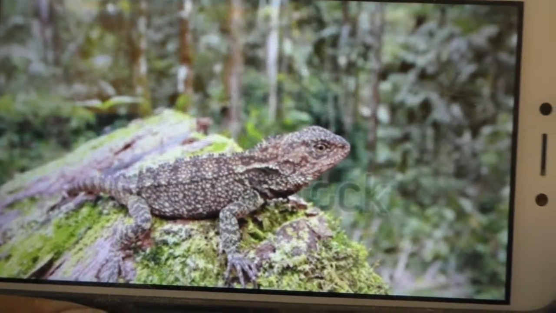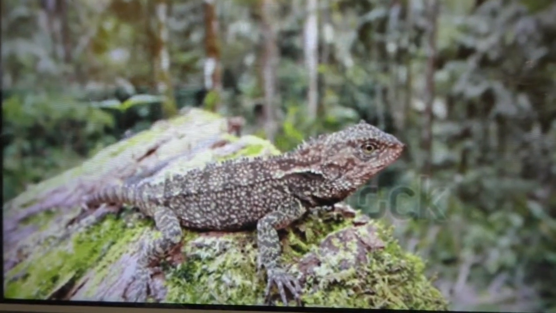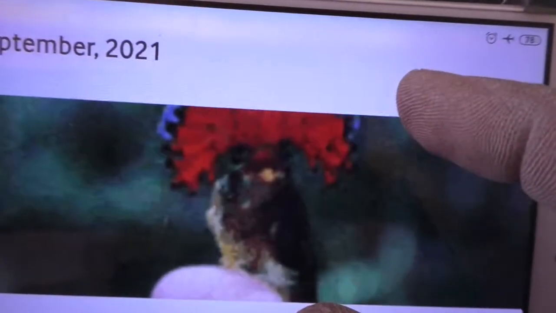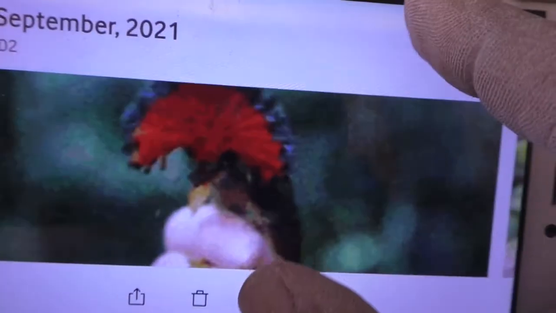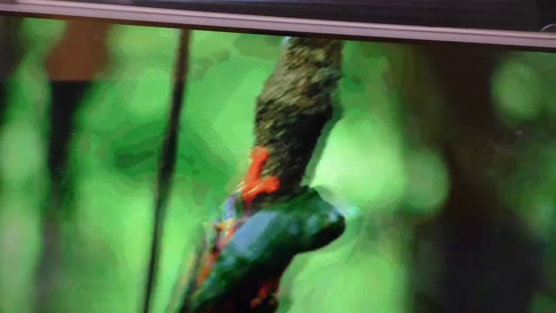And what is this? Lizard. See, it merges with the background. Lizard, isn't it? And what is this? Bird. It's a very colorful bird, isn't it? And what is this? Red-eyed frog. It merges completely with its green background. This is what we call camouflage. Camouflage. The body is the same as the background, isn't it? That's what we call camouflage.